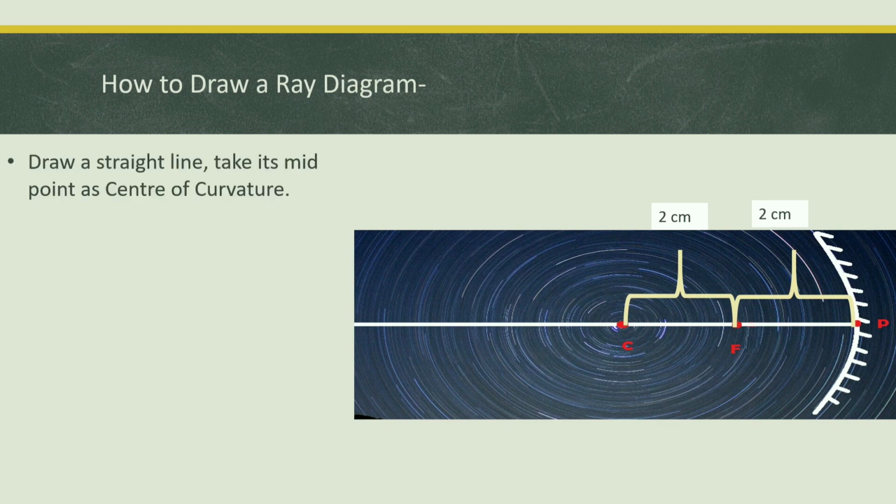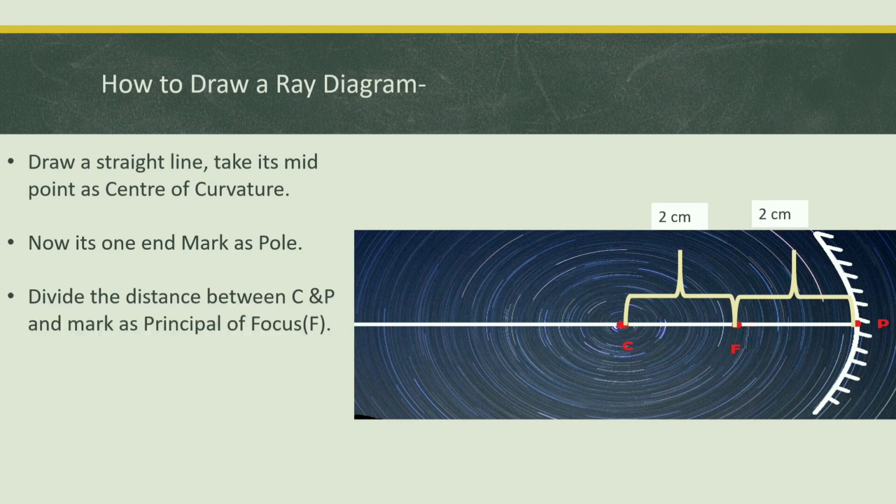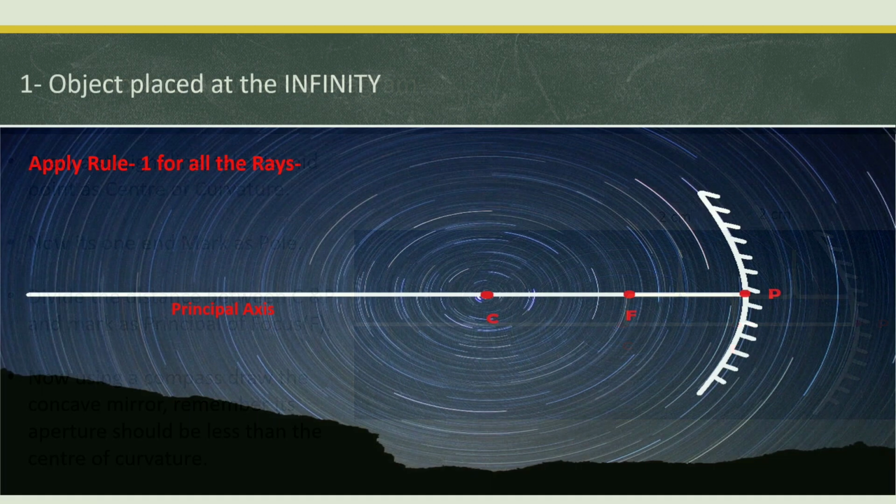Now, next step, divide it into 2 equal halves and mark the midpoint as the principal focus. Remember, F has to be in the exact middle position. Now, use your protractor to draw your mirror. Remember, its aperture should be smaller than the radius of curvature. Now you're good to go for tracing the images of a concave mirror.